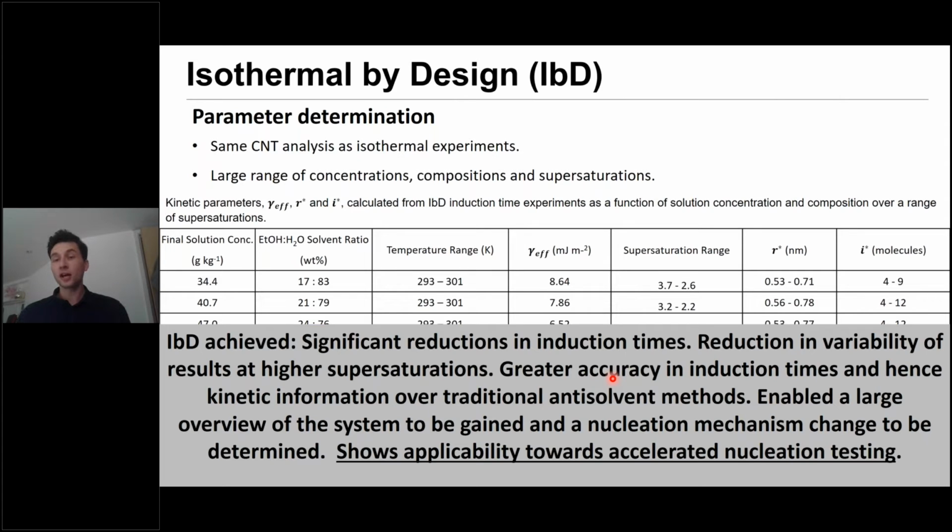And maybe more than that, just high supersaturation environments. If we think of complex drugs that are made nowadays that need high supersaturations, potentially methods like this can be used to gain good kinetic data for it.